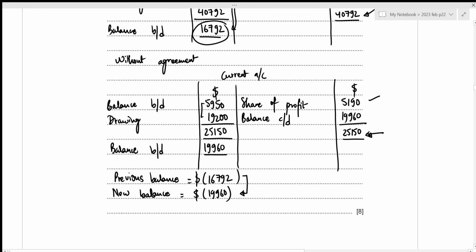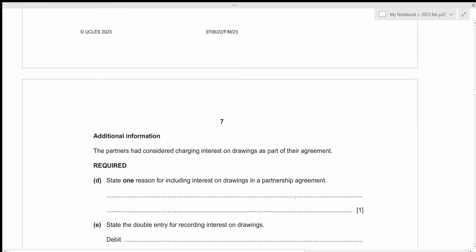So this just means that Nibras's current account balance will now decrease. So the decrease, we need to figure it out. That's going to be 19,960 minus 16,792, which results in the decrement amount to be 3,168. This concludes the third part of this question. Let's move to the fourth one.